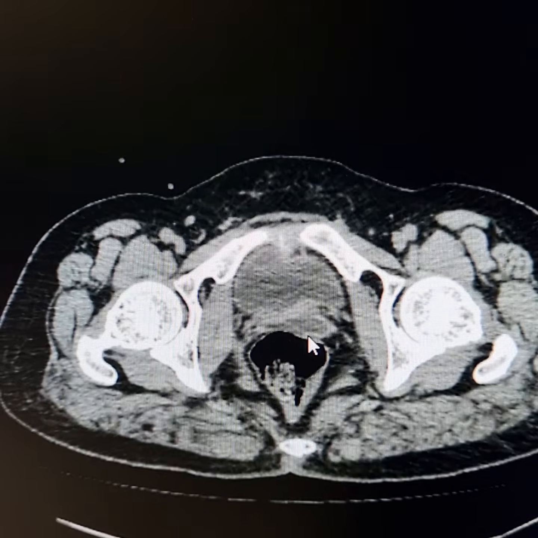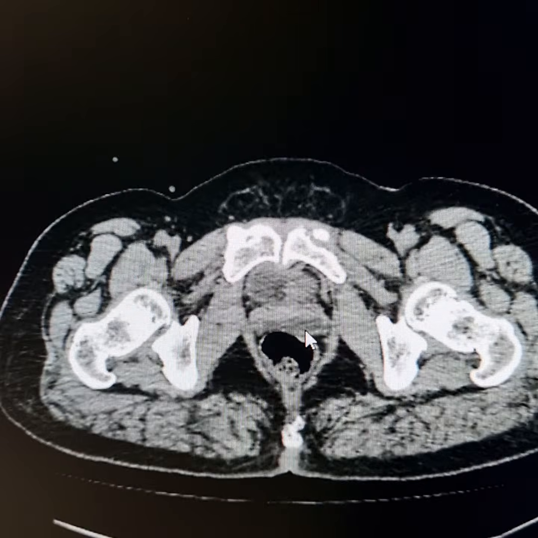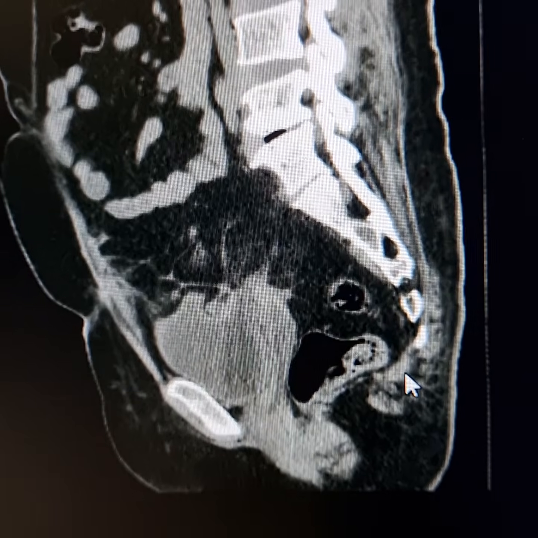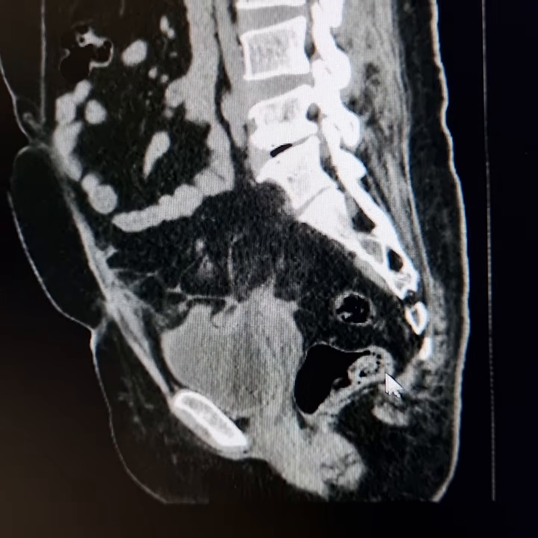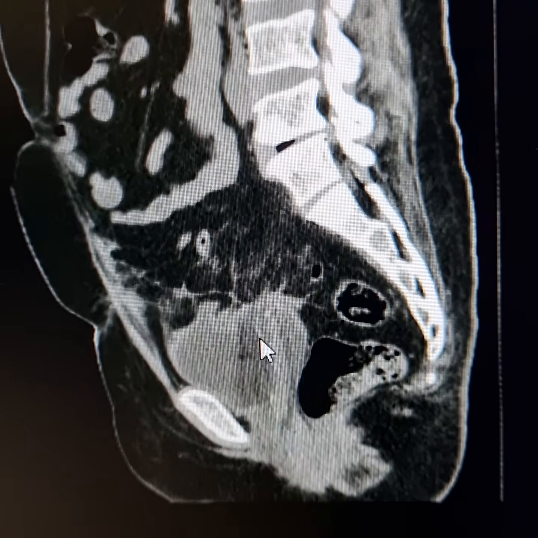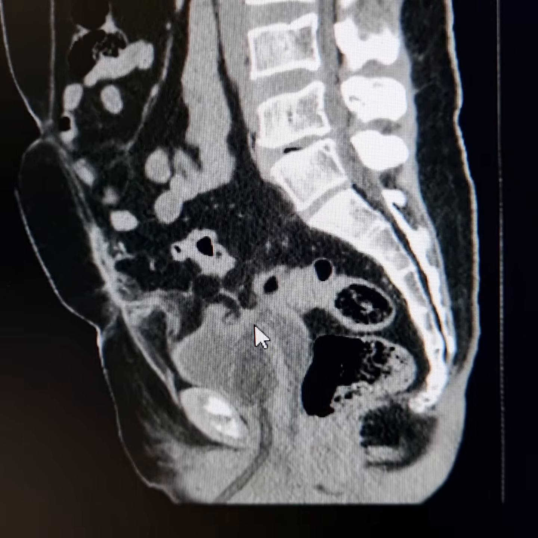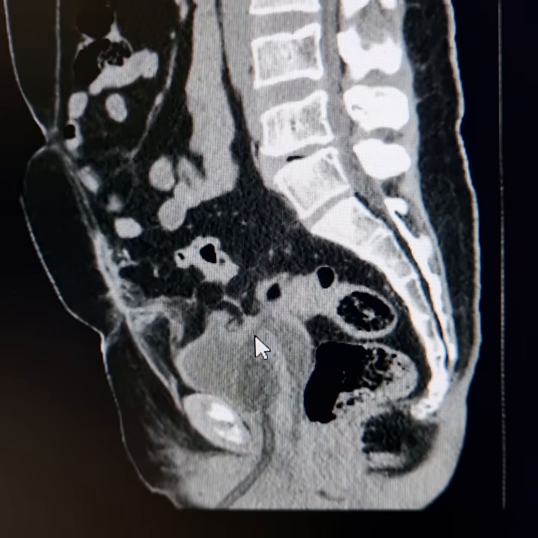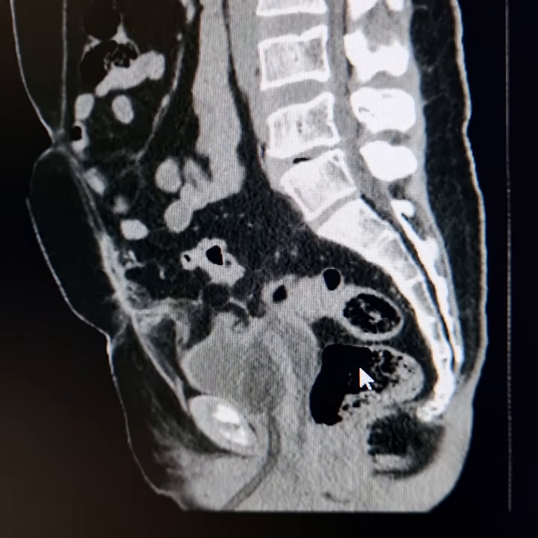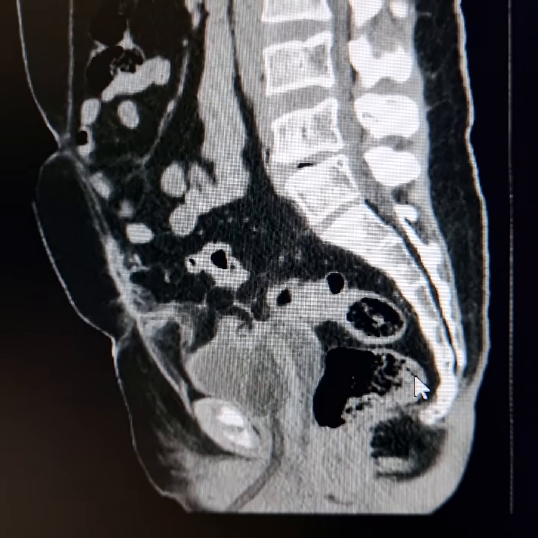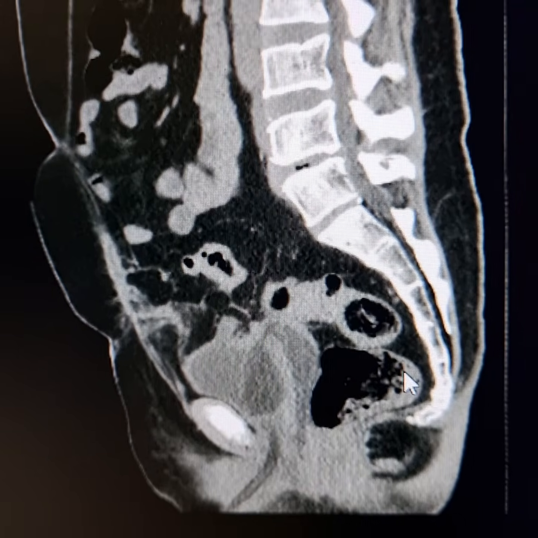Now I will show you the sagittal scan. This is the sagittal scan of the plain scan. Please observe that this is the site of communication between the urinary bladder and the vagina, this one here. So there is a vesicovaginal fistula.